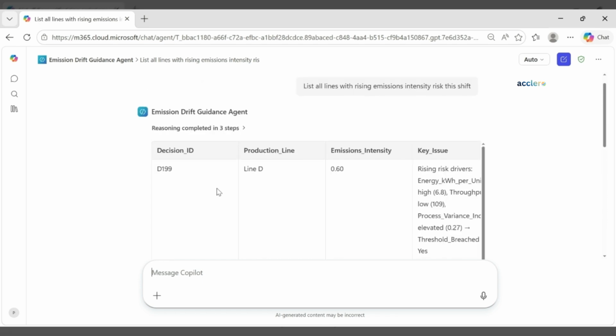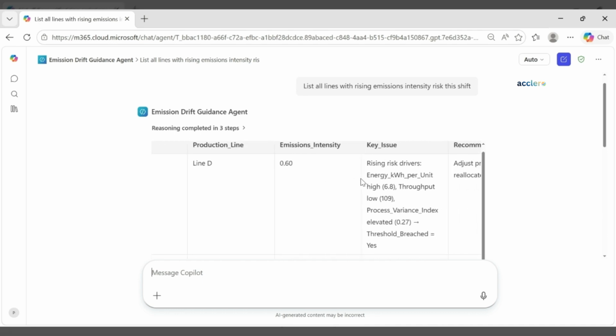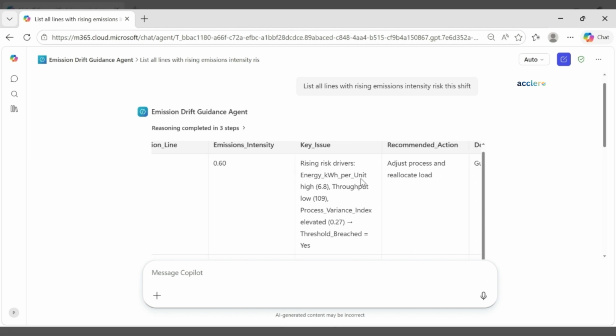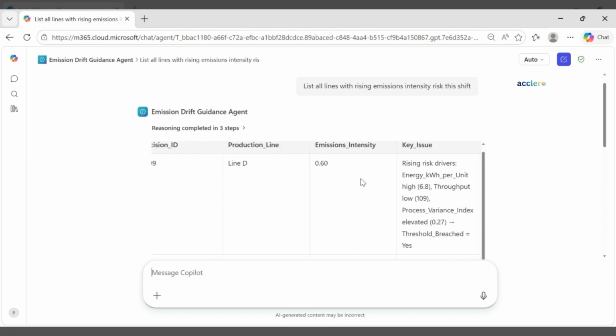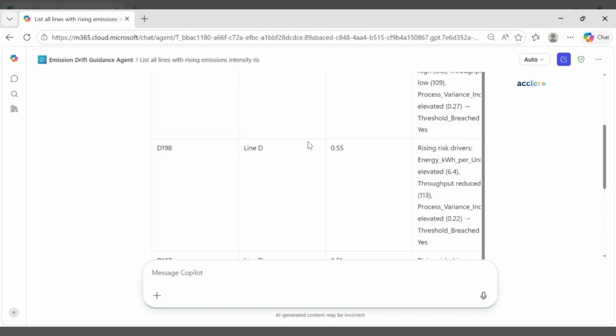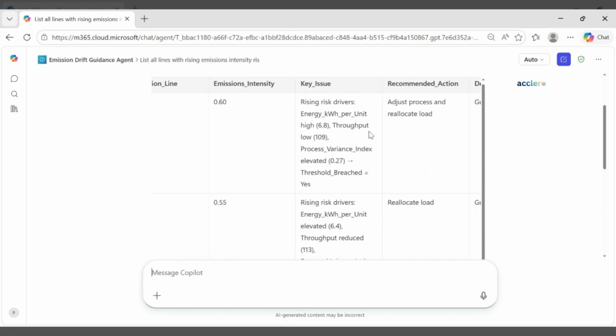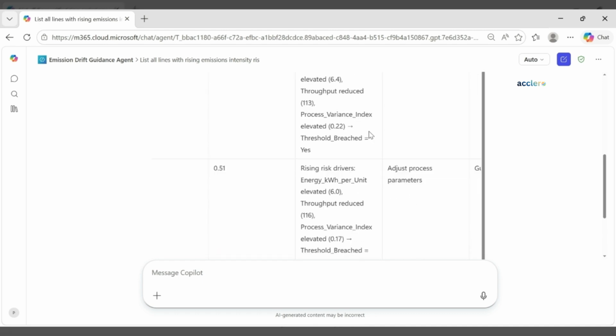So here D199 is the highest risk case. The issue is caused by higher energy consumption combined with reduced throughput and increased process variance. Then D198 and D197, we see similar patterns across other lines where the energy usage is rising while the output is declining. So it indicates inefficiency.